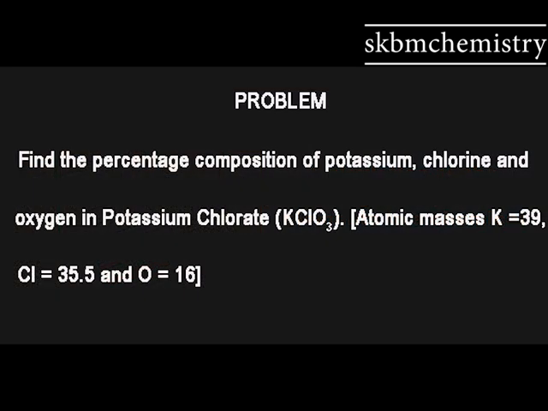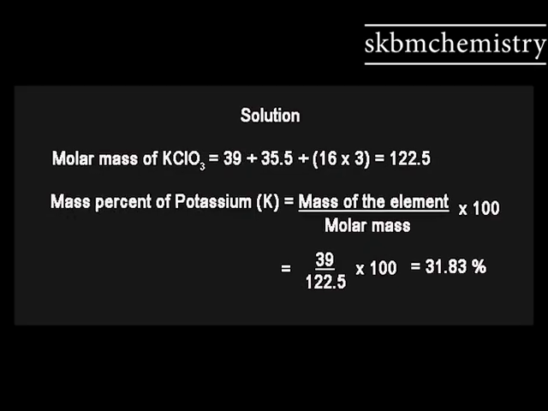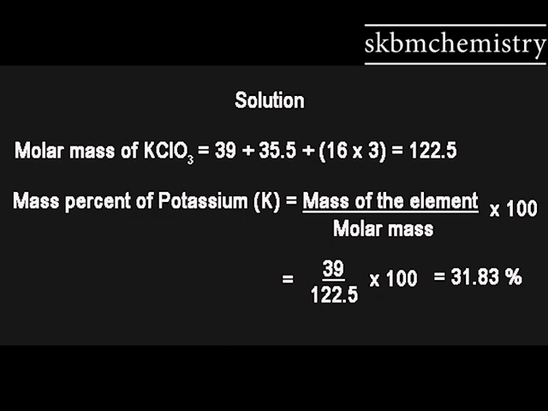The problem given is find the percentage composition of potassium, chlorine and oxygen in potassium chlorate or KClO3. The atomic masses of the elements are given in the problem itself. Atomic mass potassium K is equal to 39, chlorine Cl is equal to 35.5 and oxygen O is equal to 16. To find the percentage composition, first of all we have to calculate the molar mass of potassium chlorate or KClO3 by adding their atomic masses.